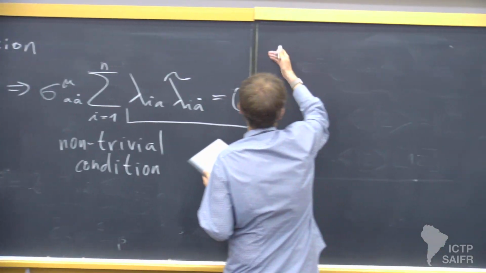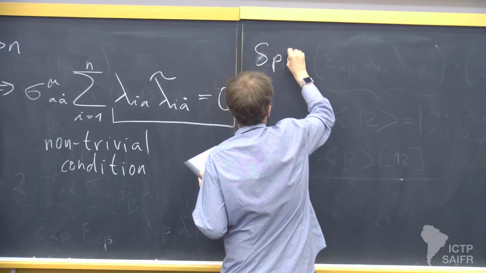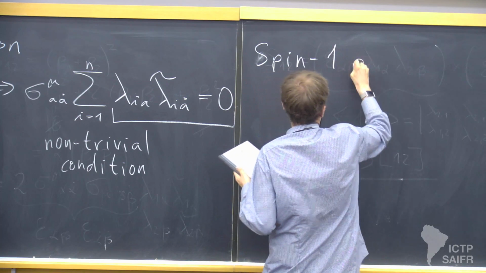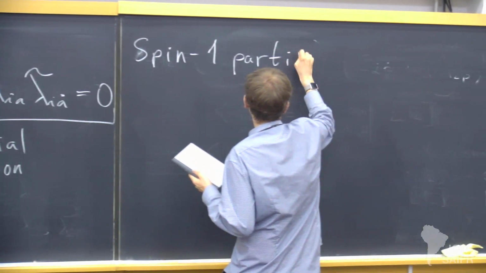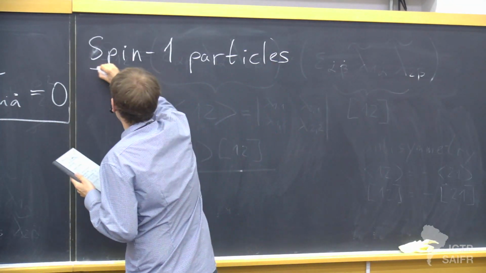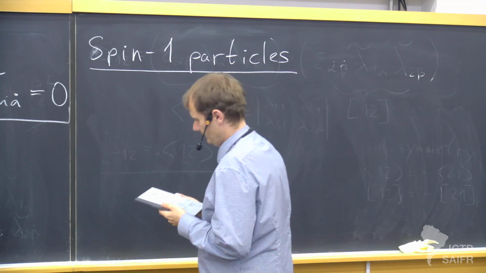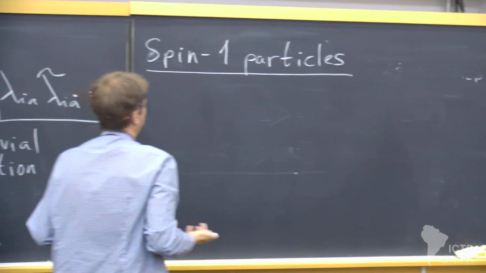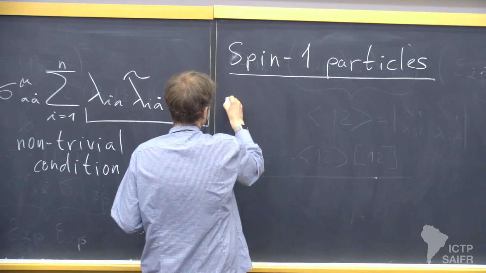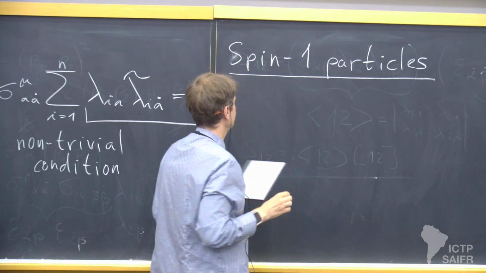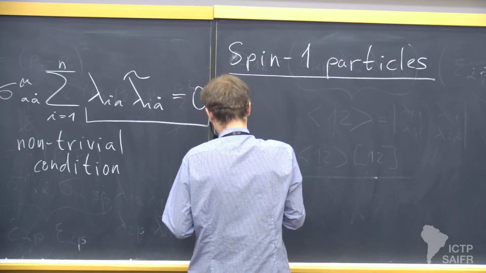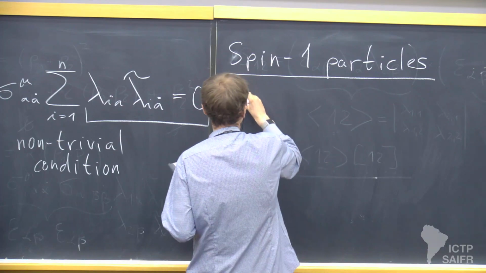So let's now look at spin 1 particles. And the spin structure in quantum field theory is captured by the polarization vectors.